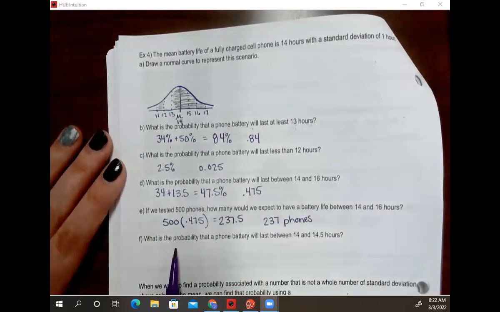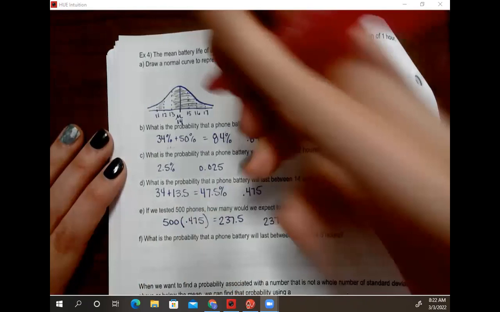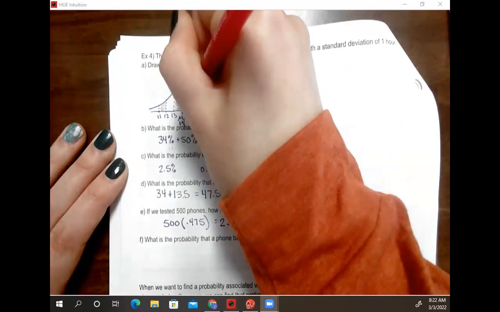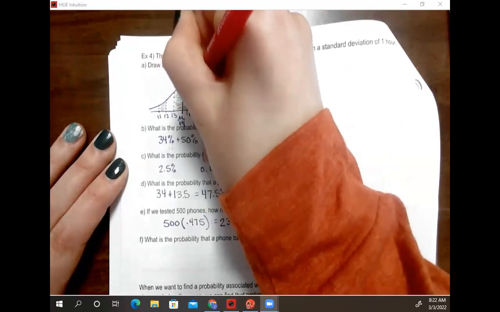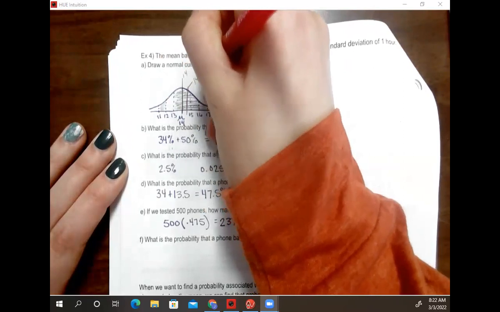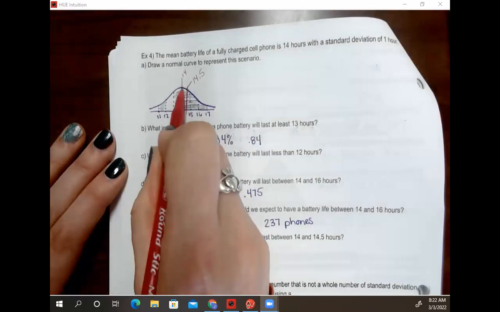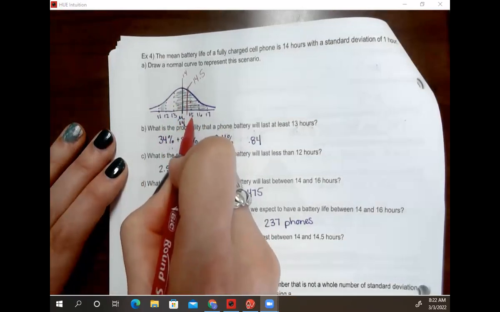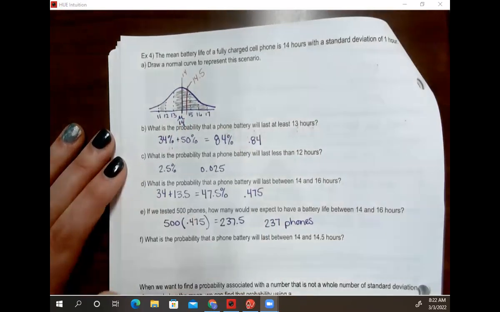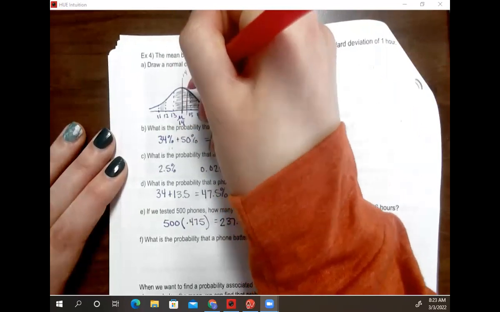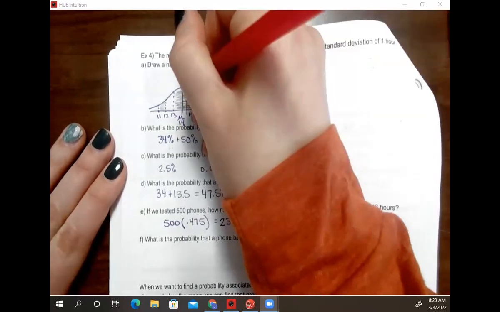And now F, what is the probability that a phone battery will last between 14 and 14.5 hours? So this one's kind of tricky because 14 is our mean right here, but 14.5 is right here. It's not 34%. 34% is this whole section, this whole first chunk up to that first standard deviation above. But it's also not going to be half of 34 because my curve is not a perfect rectangle.